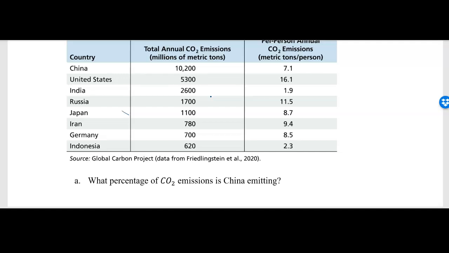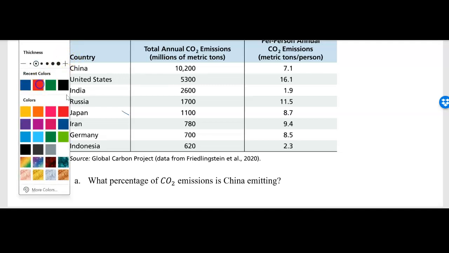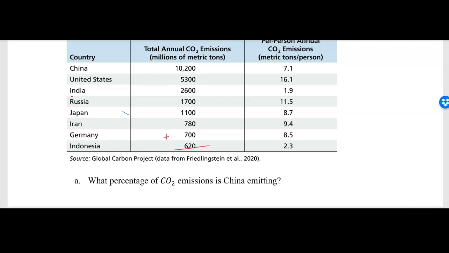Now remember, as we've talked about in the past, percent has to do with the part over the whole. What is the part in this case? That would be the emissions from China. What is the whole? That would be all of the total annual CO2 emissions, meaning what we would want to do is add this whole column, because we're going to need that total. You're going to add all of these up together so that we can figure out what the whole is in this particular data.